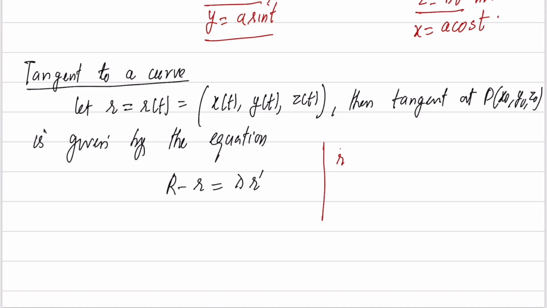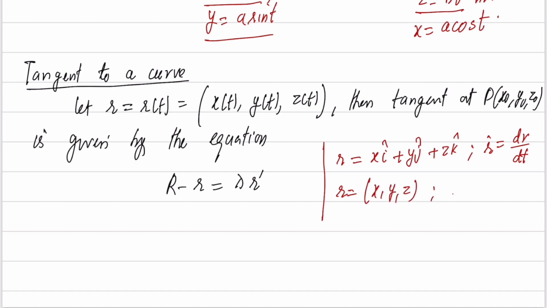So first of all, if we have this r as xi plus yj plus zk, then in differential geometry most of the time this r dot is the derivative. So this is dr by dt. And if we write the same curve as x, y, z in the Cartesian form or in this coordinate form, then we denote r dash by dr by dt. So this is just a notation. So r dot and r dash is one and the same thing.